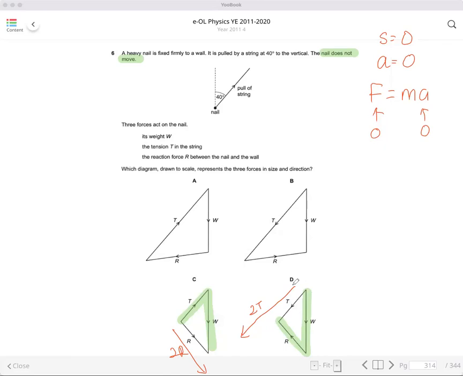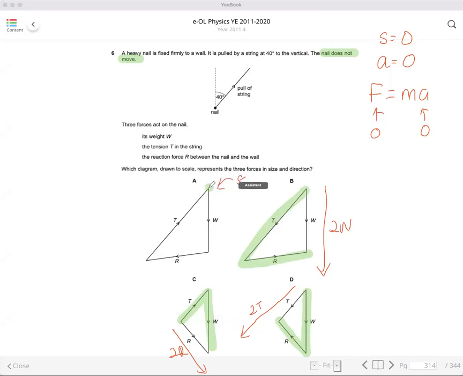Okay, Ryan, B is the same thing. Can you see? I use another color. For B, T and R, can you see they go from this angle to this angle? It's the same as W. So my resultant force will be 2W. Okay, so can you see, if my starting point, for example, is here.